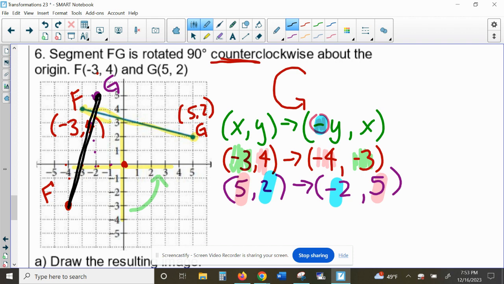Now remember, I would always draw it. Does it look like it's the same size and shape? Yes, it looks pretty much even. Does it look like I moved it 90 degrees? Yeah, so it looks pretty good.